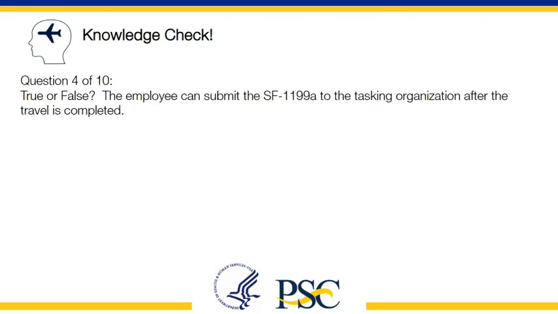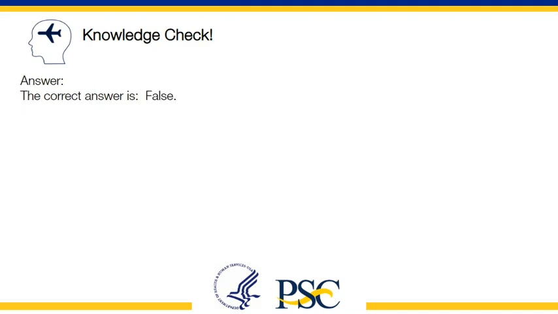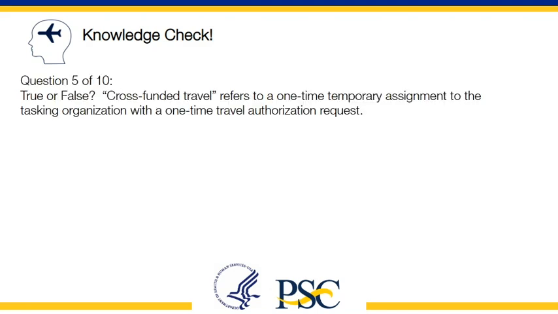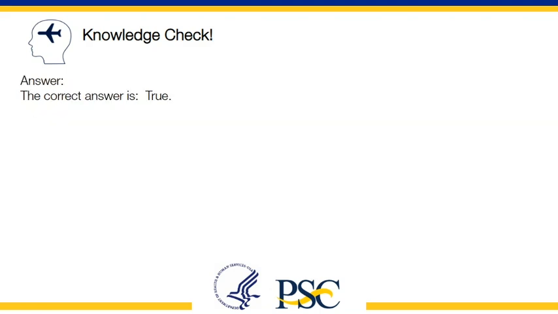True or false? The employee can submit the SF-1199A to the tasking organization after the travel is completed. Click the Pause button, consider your response, and then click Play to resume and learn the correct answer. The correct answer is false. True or false? Cross-funded travel refers to a one-time temporary assignment to the tasking organization with a one-time travel authorization request. Click the Pause button, consider your response, and then click Play to resume and learn the correct answer. The correct answer is true.